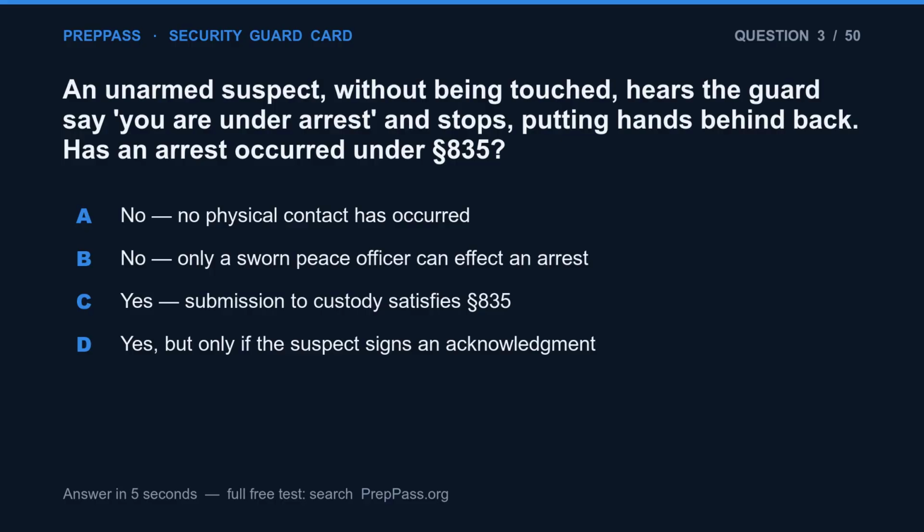Question 3. An unarmed suspect, without being touched, hears the guard say "You are under arrest" and stops, putting hands behind back. Has an arrest occurred under Section 835? A. No, no physical contact has occurred. B. No, only a sworn peace officer can effect an arrest. C. Yes, submission to custody satisfies Section 835. D. Yes, but only if the suspect signs an acknowledgement.